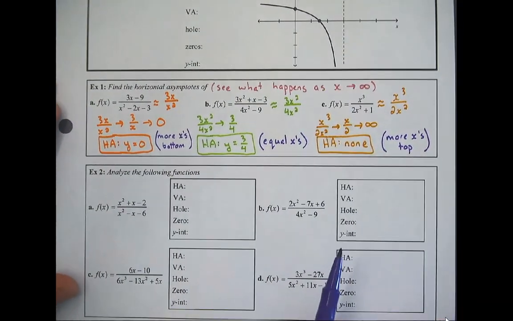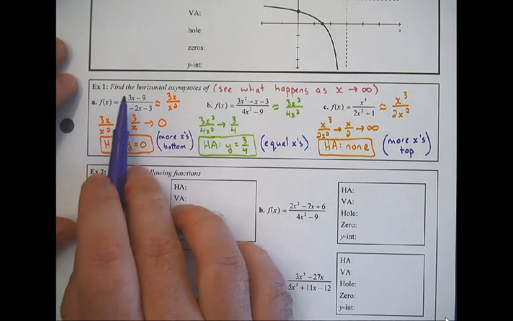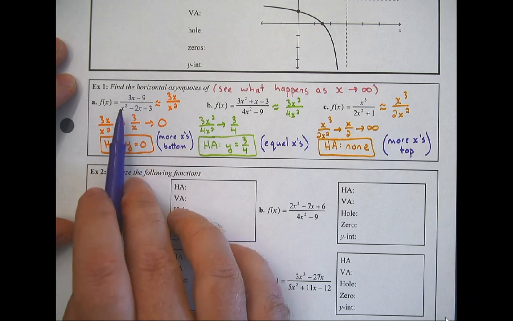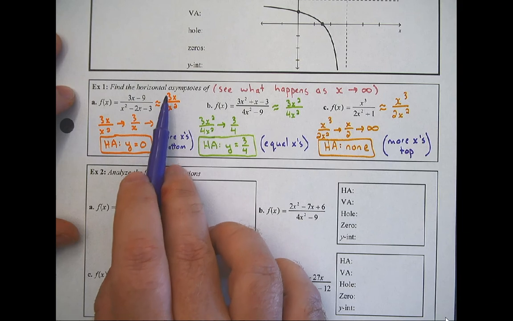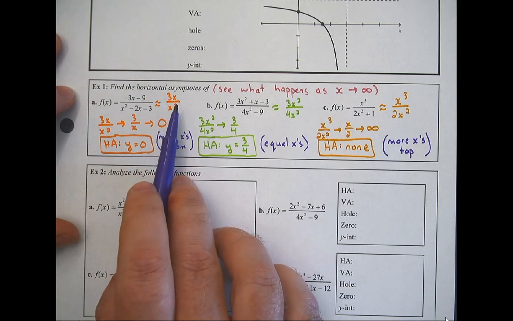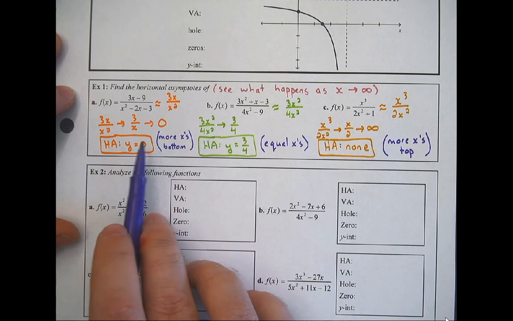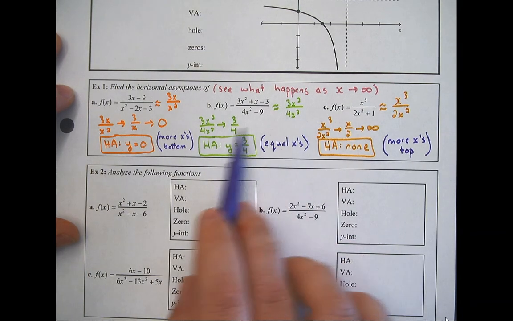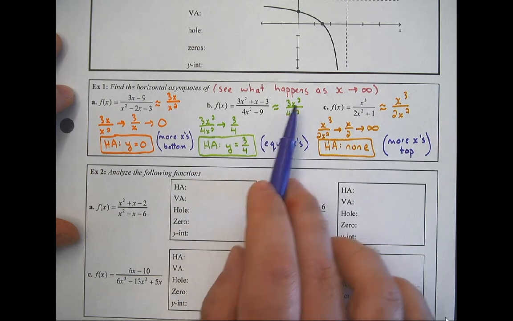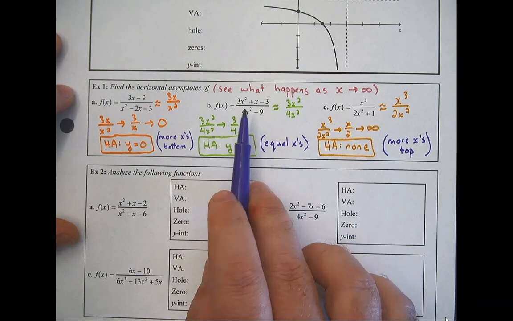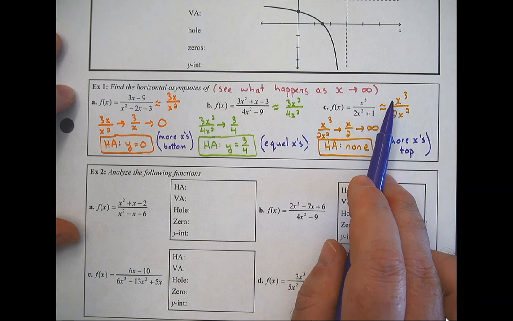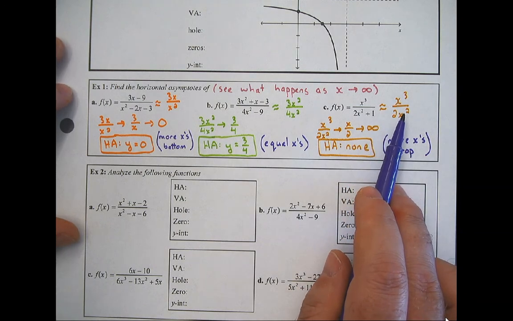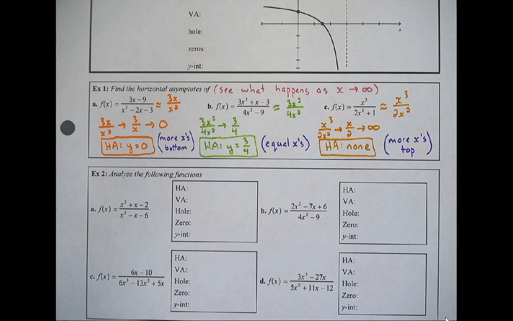So when I'm trying to figure out my HA, all I really do is care about the most powerful term on the top compared to the most powerful term on the bottom. If there's more x's on the bottom, notice I'm not talking about coefficients, I'm talking about exponents, your graph will level off at 0. If it's a tie, if there's equal x's, your graph will level off at the coefficients, 3 over 4. And then if there's more x's on the top, it was x cubed over an x squared, that means your graph is going to go off towards infinity, so it's not going to level off at all.